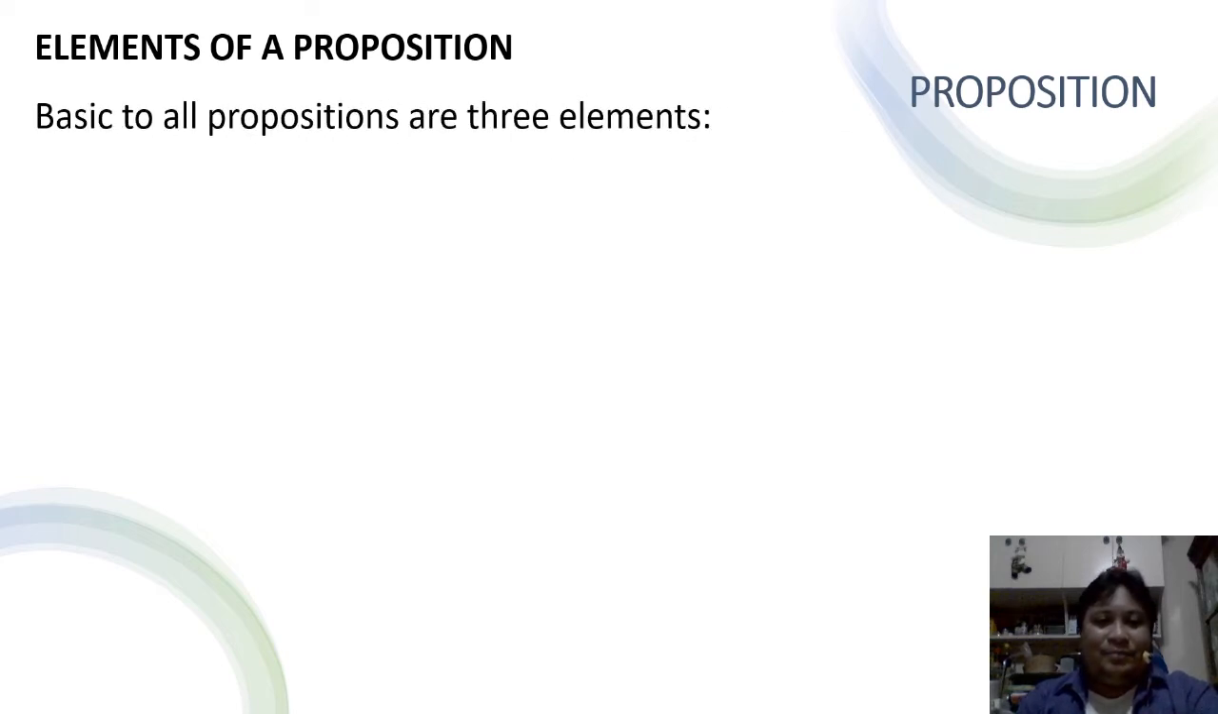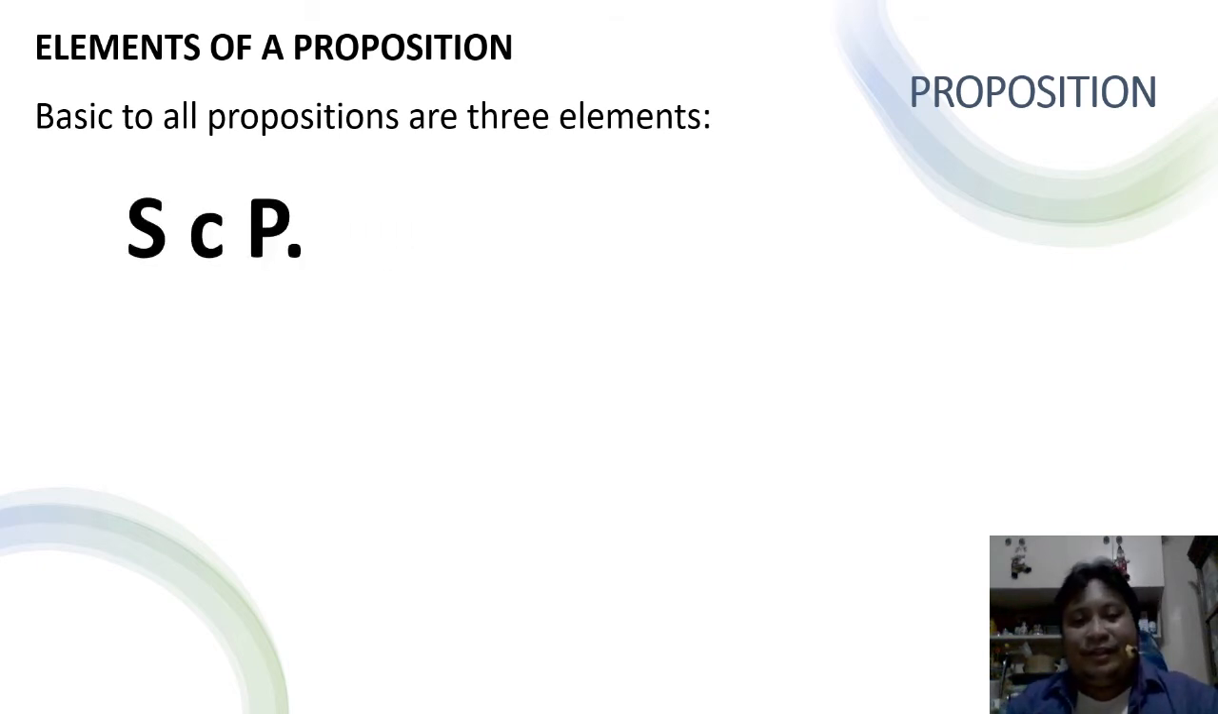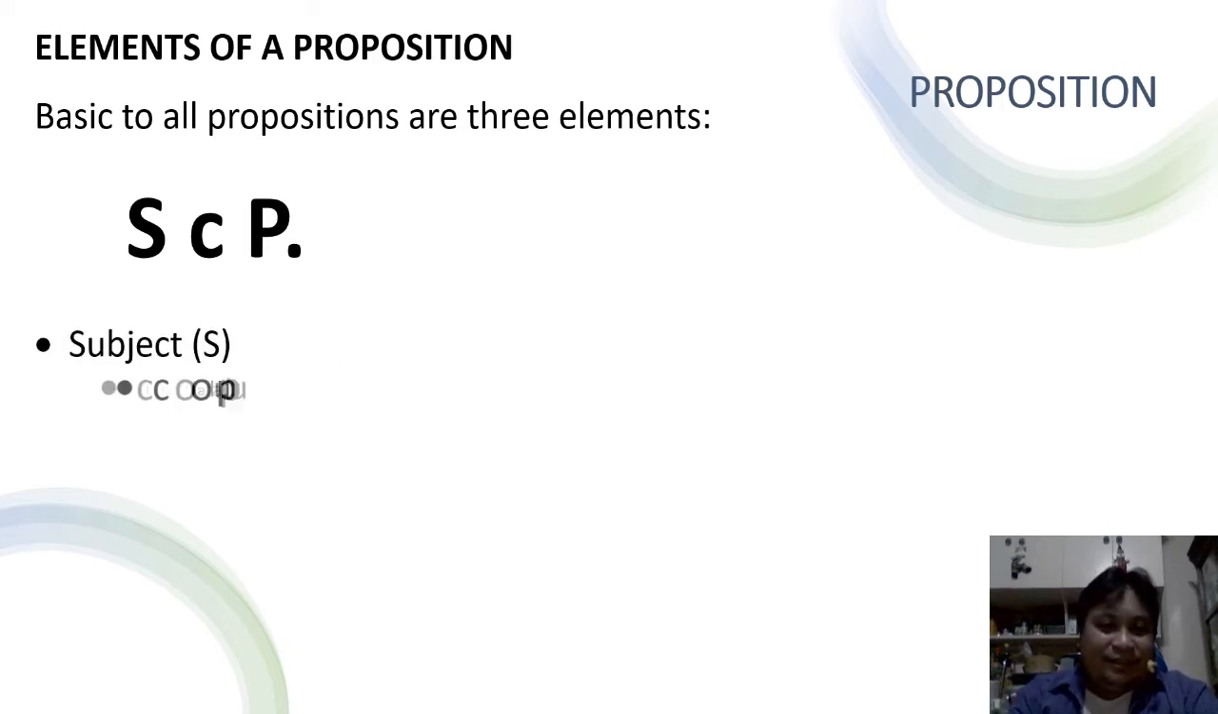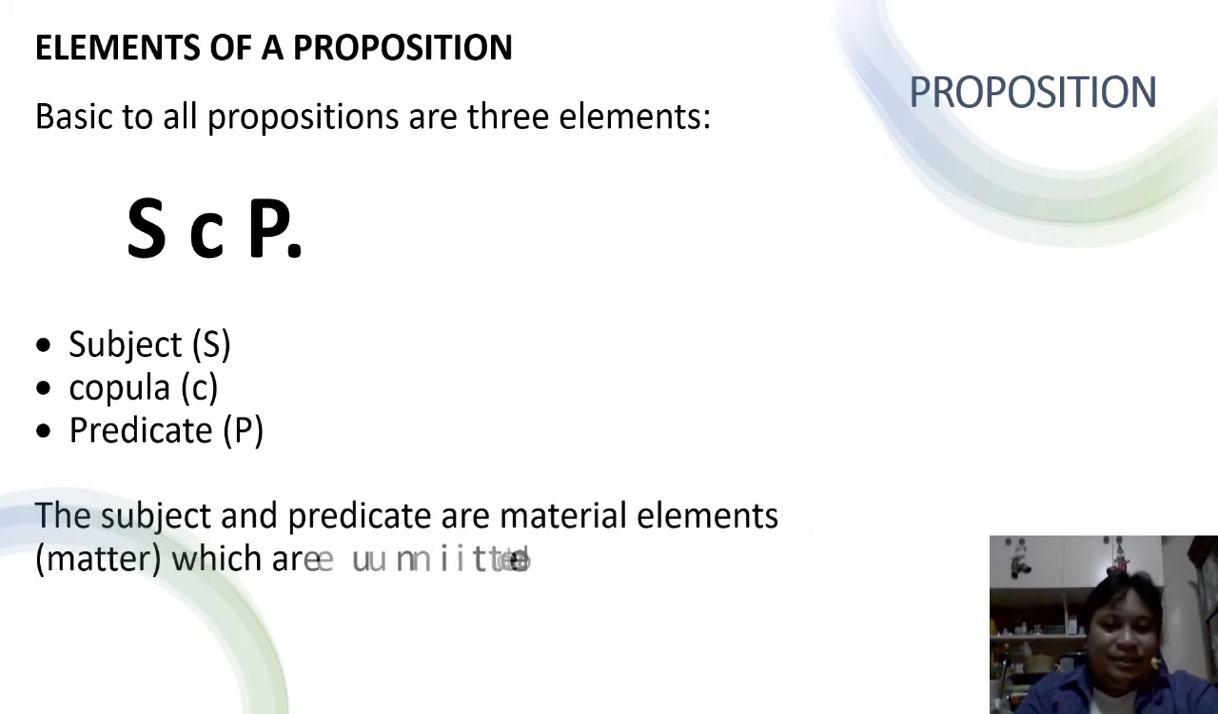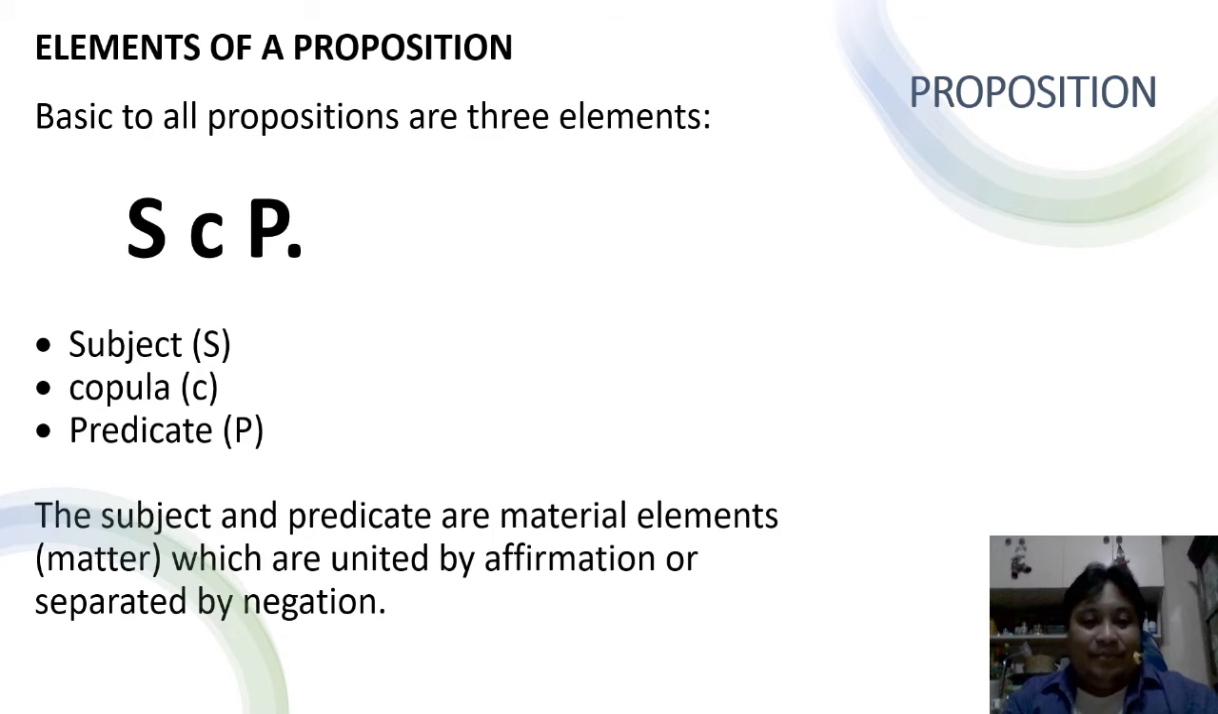Okay, the elements of the proposition. Basic to all propositions are the three elements: the subject, the copula, and the predicate. So S, C, and P. In English, the copula is considered the verb, but in logic we call it the copula. Later on I will discuss what the copula is and what its function is in logic. The subject and predicate are the material elements or matter, which are united either by affirmation or separated by negation.